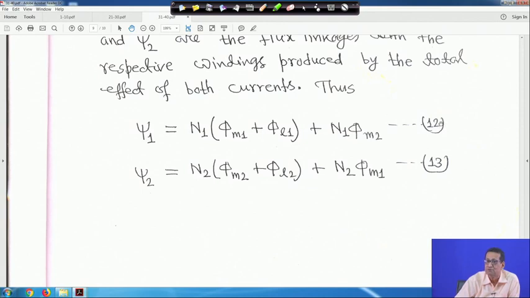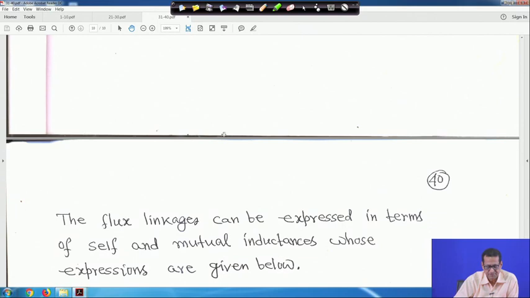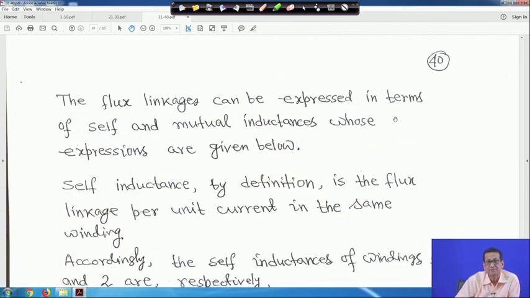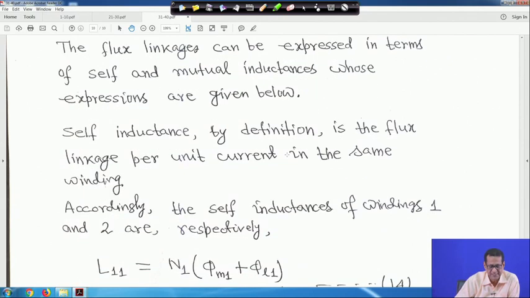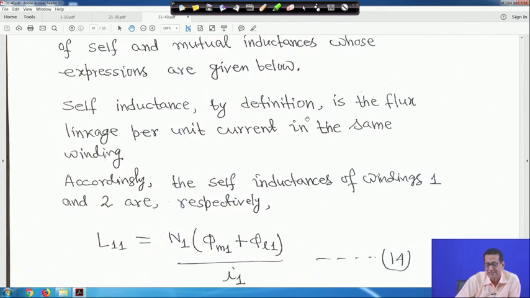This is equation 12. Similarly, psi 2 will be N2 into phi M2 plus phi L2 plus N2 into phi M1, just the other way, right? And these are psi 1 and psi 2, the flux linkages. So, the flux linkages can be expressed in terms of self and mutual inductances, whose expressions are given below. Self inductance by definition is the flux linkage per unit current in the same winding, as you know.